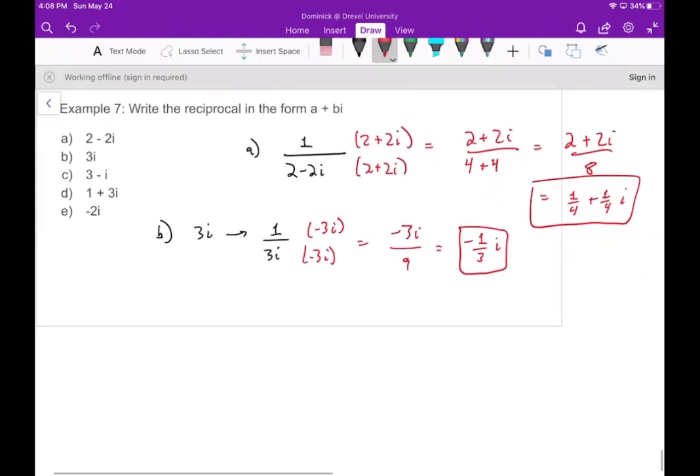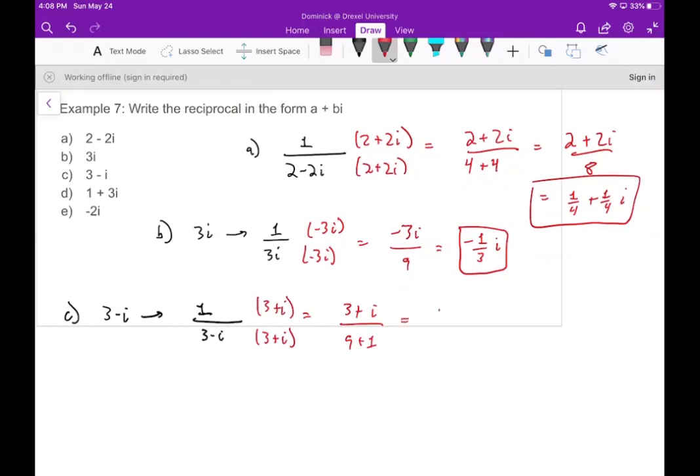Okay. Part C, we have 3 minus i. So the reciprocal is 1 over 3 minus i. So when we multiply by the conjugate, we get a 3 plus i over a 9 plus 1, right? Because minus i times i will be a minus i squared, and then it'll become plus 1. So then this is going to be 3 over 10 plus 1 over 10i, once we separate that there.